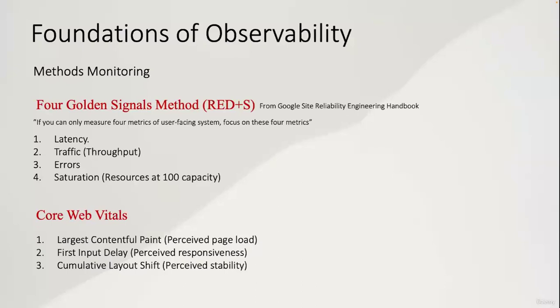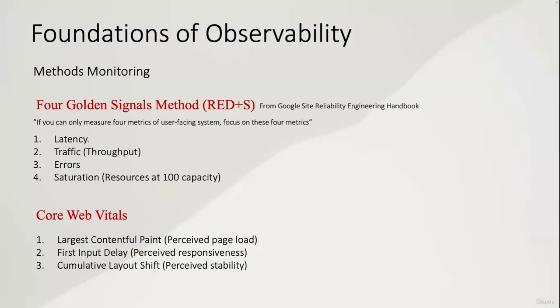Then there are core web vitals for your UI monitoring. This is basically how, when a user tries to load a page, he is perceiving whether the whole page is loading. The largest contentful paint is nothing but the full page load, how it is happening, whether it is happening partially or fully, or is there any delay.